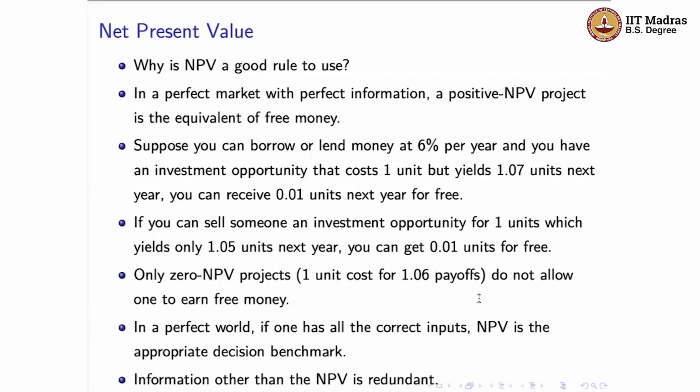So what that tells you is that basically only zero NPV projects, in this particular economy, where for 1 unit cost you are getting a 1.06 payoff, are the only ones that do not allow one to earn free money, right? And in a perfect world, if one has all the correct inputs, which are the cash flows and the interest rates, NPV is actually the appropriate decision benchmark, right? So this is the best that you can do if you have access to all the correct inputs. Then this is the only thing that you require, right?